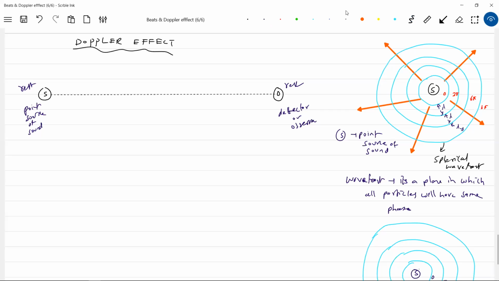If the source is far away, how will this spherical wavefront appear like a plane wavefront? If that particular wavefront is far away, it will become a plane wavefront. Means if the waves are coming from far away, the wavefronts will become like plane wavefronts. If the waves are coming from far away, you can treat them as a plane wavefront.